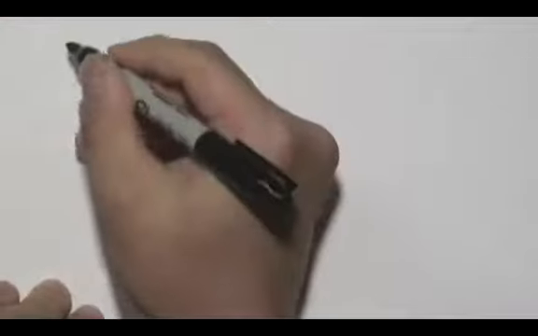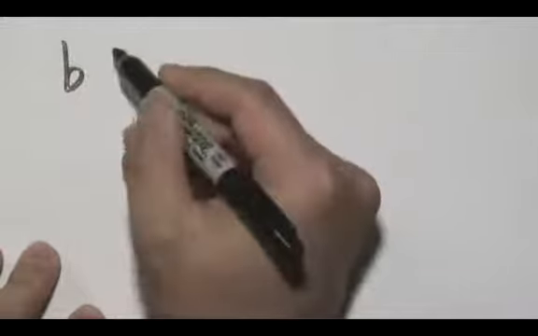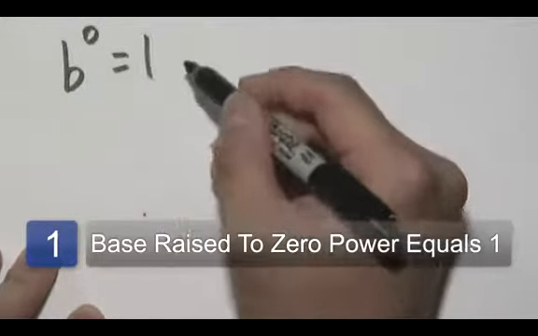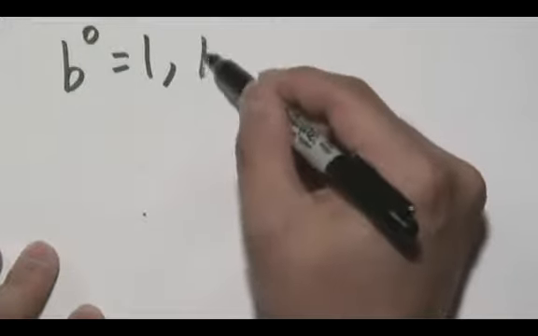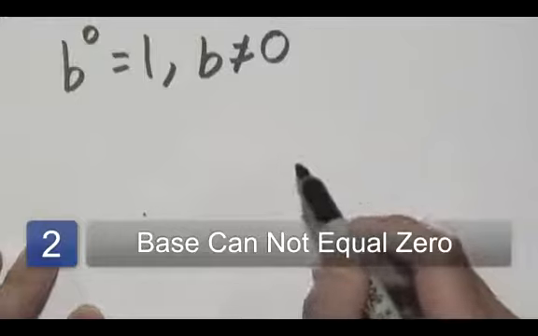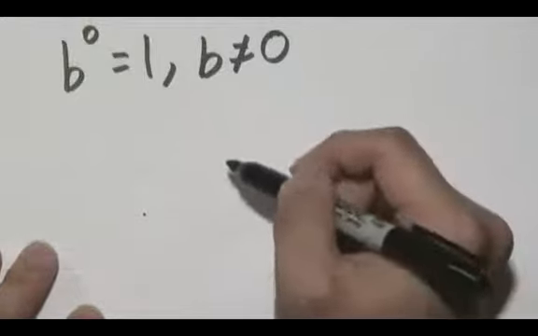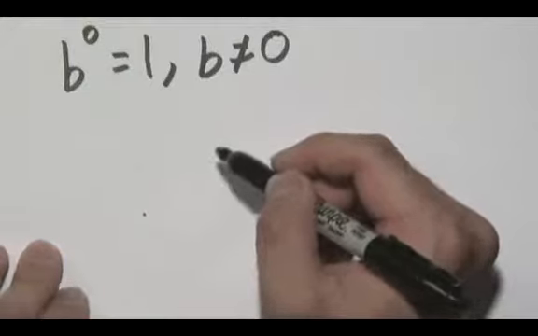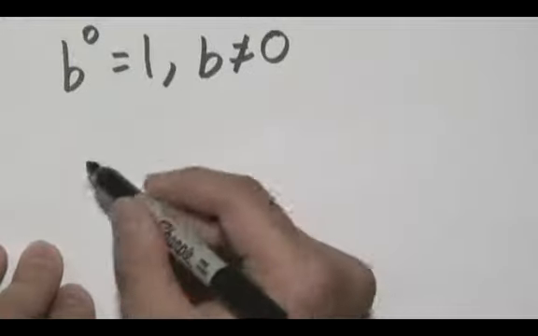Now, the rule about zero exponents is if you have a base raised to the zero power, it will always give you 1. We'll talk about the condition in just a minute, but the only exception here is that the base itself cannot be 0. In other words, 0 to the 0 does not happen for this particular rule. It's not equal to 1, but we'll talk about it in a minute. Now, how does this become 1?